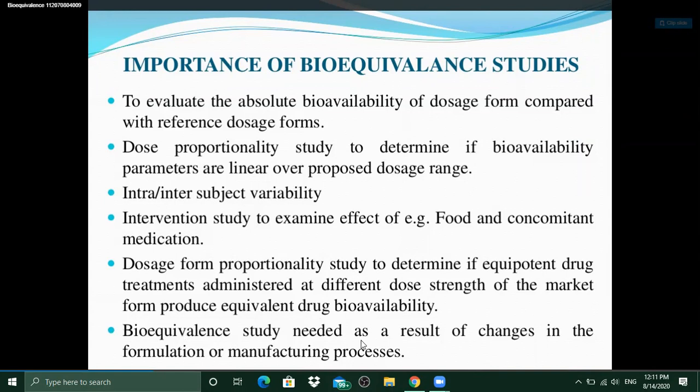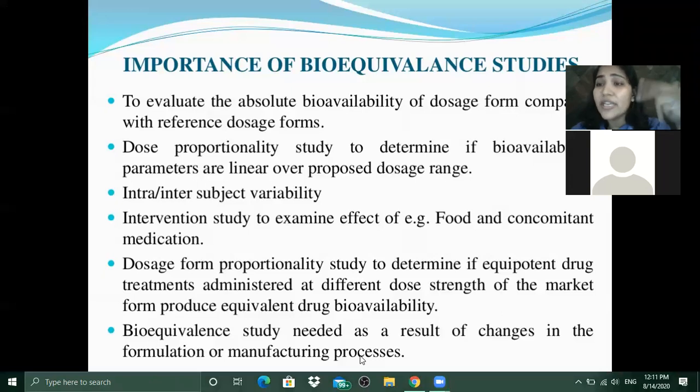Then bioequivalence study is needed as a result of changes in formulation and manufacturing processes. So bioequivalence is done when you have changed the formulation a little bit and when you have also changed the manufacturing process. At that time also, to make sure that your drug is the same as before, or gives the same bioavailability as before even after changing the formulation or the manufacturing process, you'll have to go ahead and conduct the bioequivalence studies.